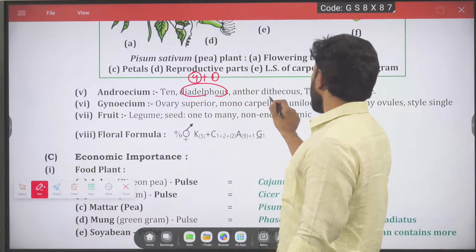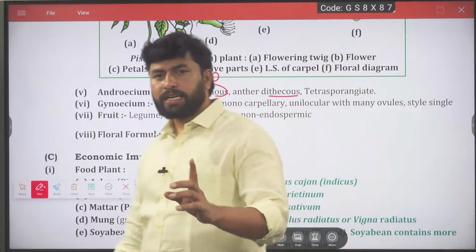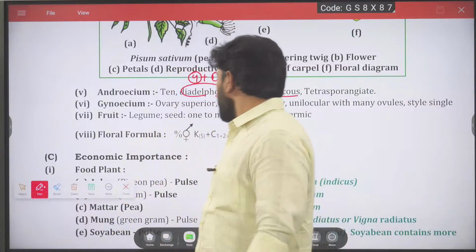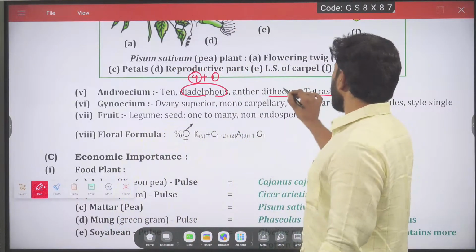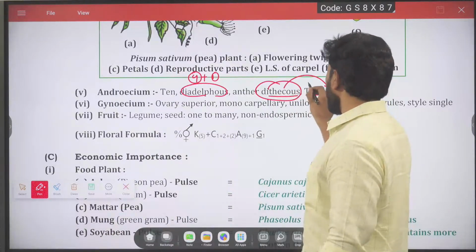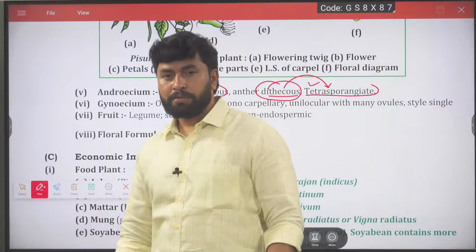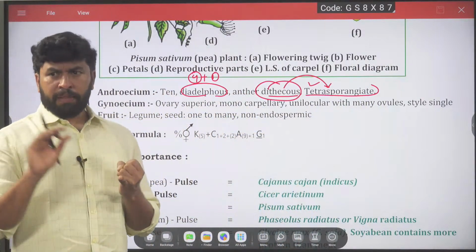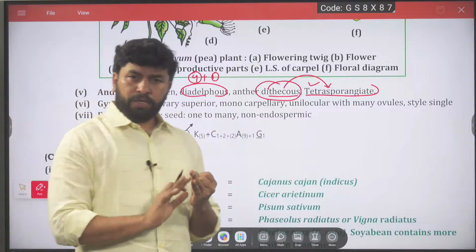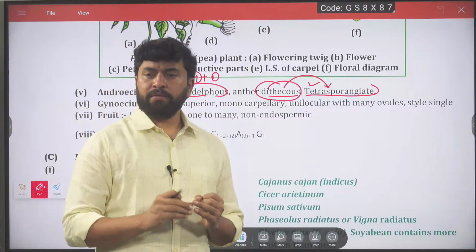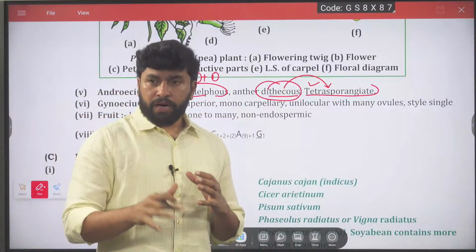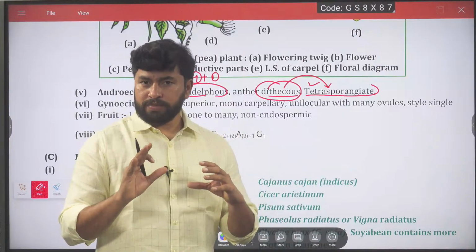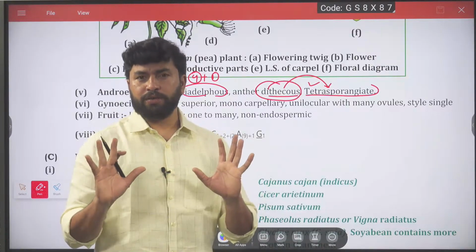Next one. Anthers dithecous. This is common. The only family that has monothecous anthers is Malvaceae. Remaining families are having dithecous anthers. Next one, tetrasporangiate. If dithecous is there, the sporangium is tetrasporangiate. Nothing special over there. Remember about their leaf, pulvinate leaf base. About their petals, they have papillonaceous corolla. About their androecium, diadelphous androecium. These three things you should never forget regarding Fabaceae.